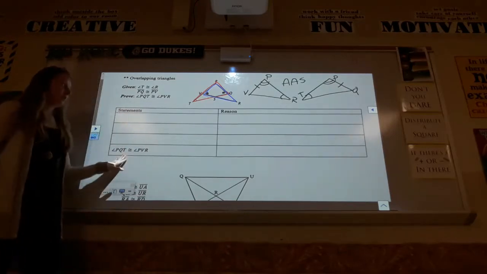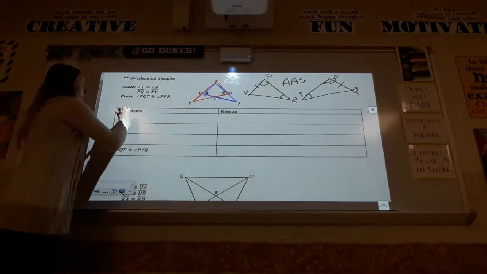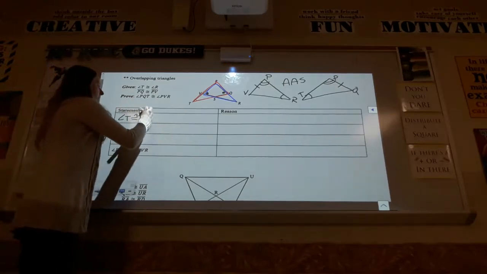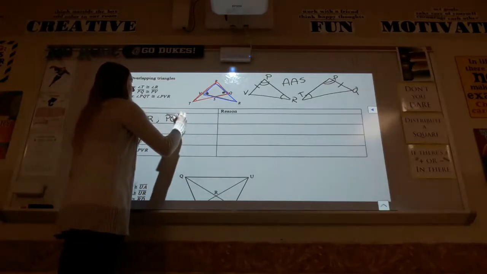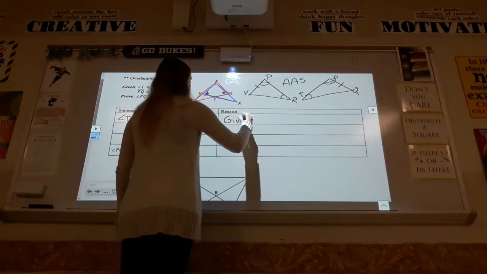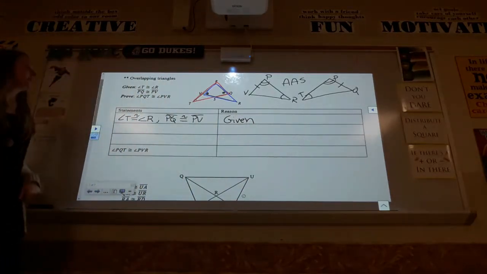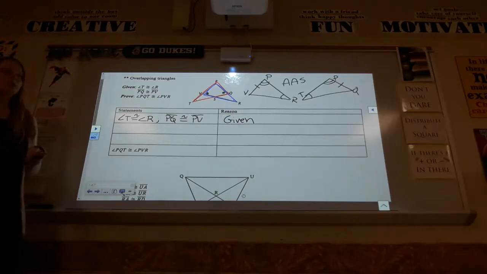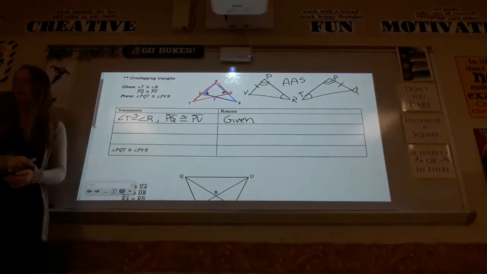Alright, so now we're just going to go into the proof and write down everything that we discovered. So I know that angle T is congruent to angle R. I also know PQ is congruent to PV. Now the reason why I'm writing both givens at the same time is because I have so few boxes. But again, when you guys have more space and it's your responsibility to create the proof from scratch, I'm going to give you plenty of space to either write the givens together or separate them. So it's really up to you.